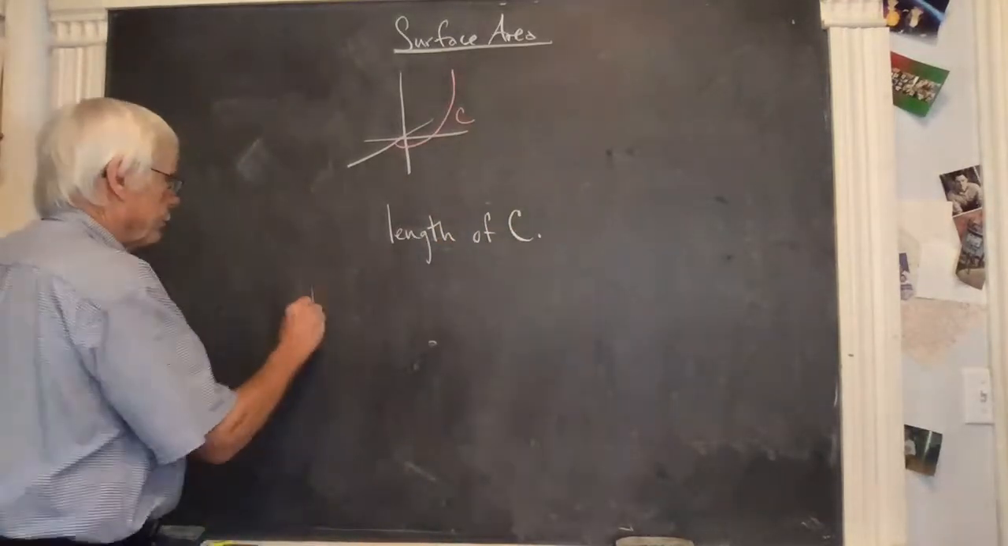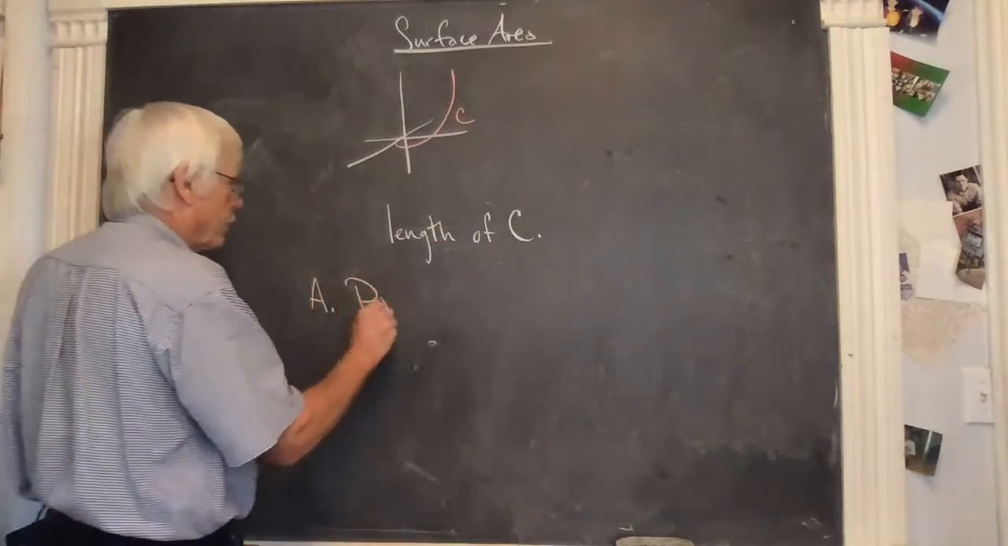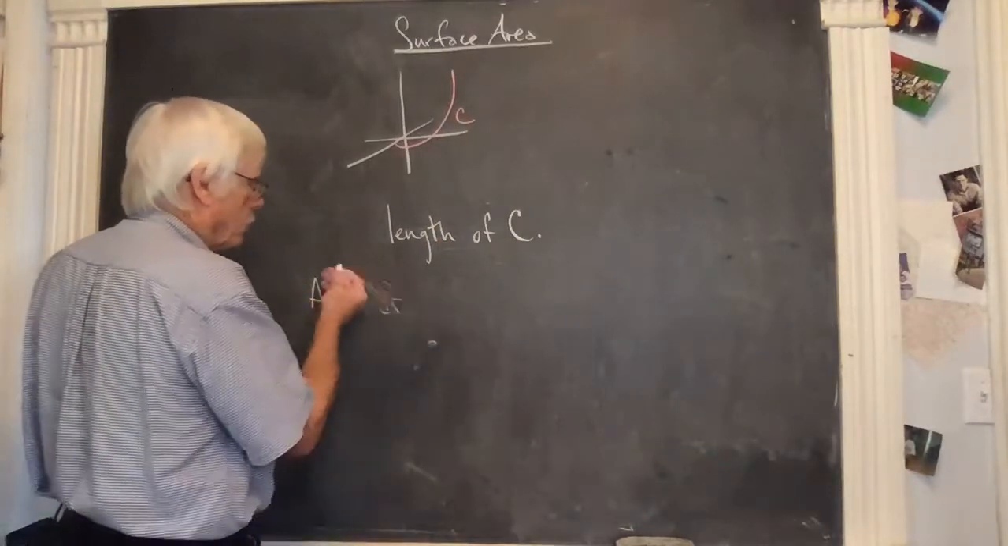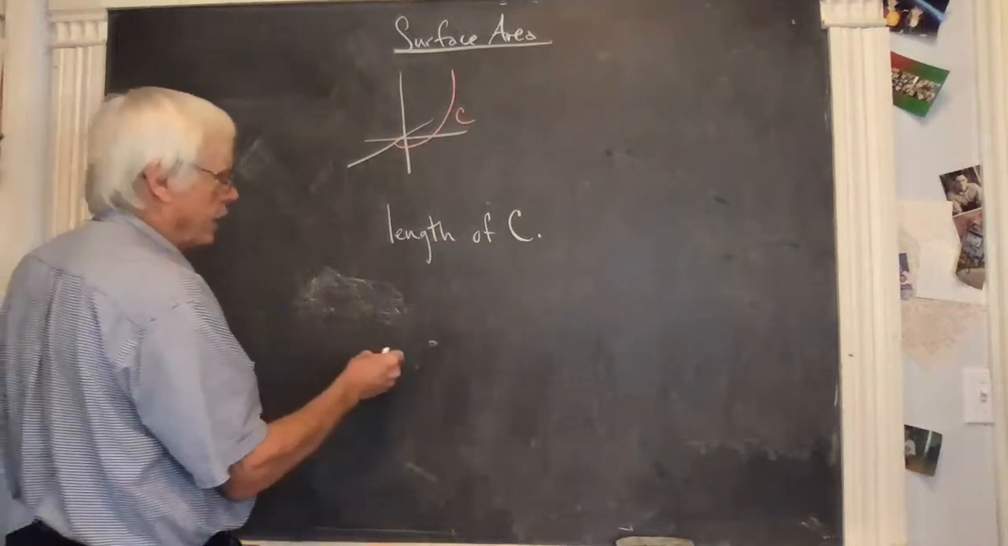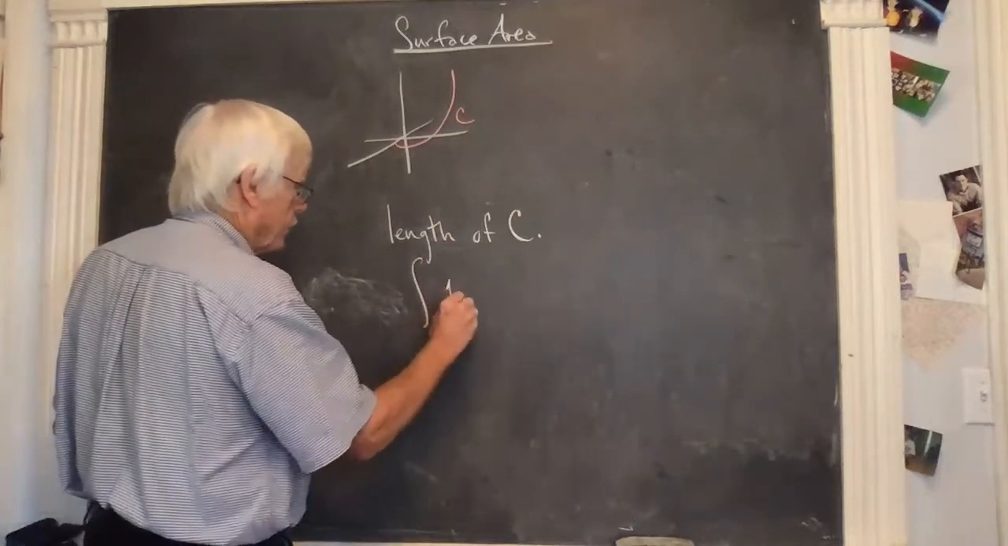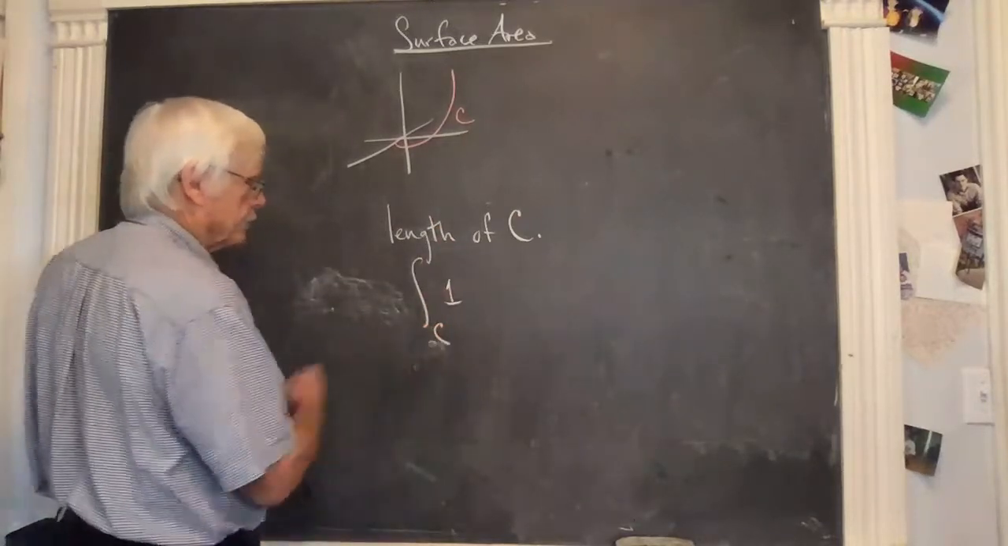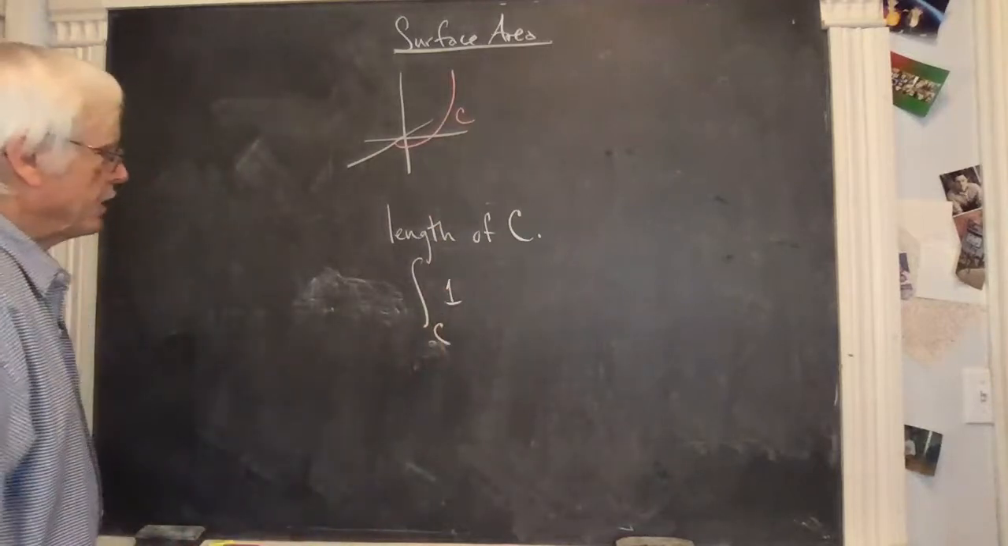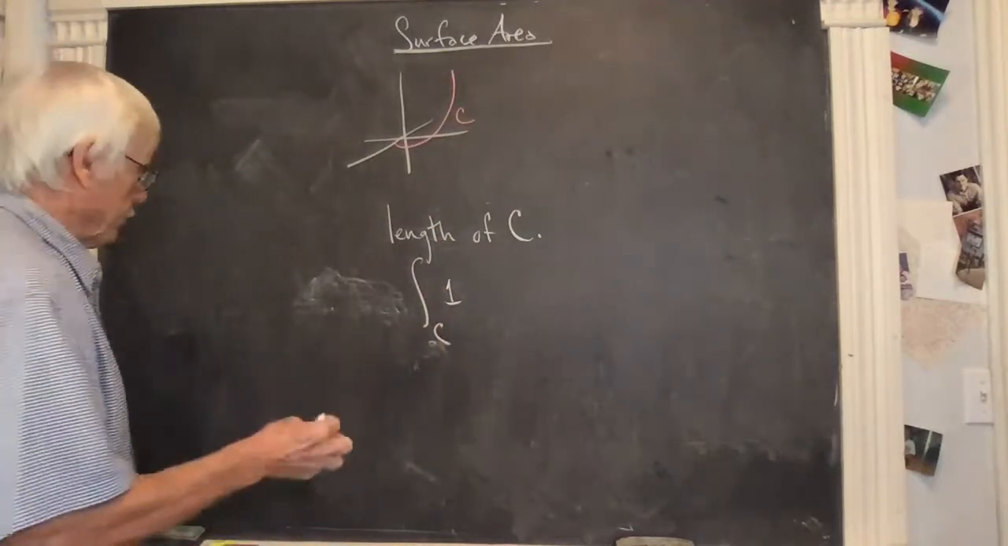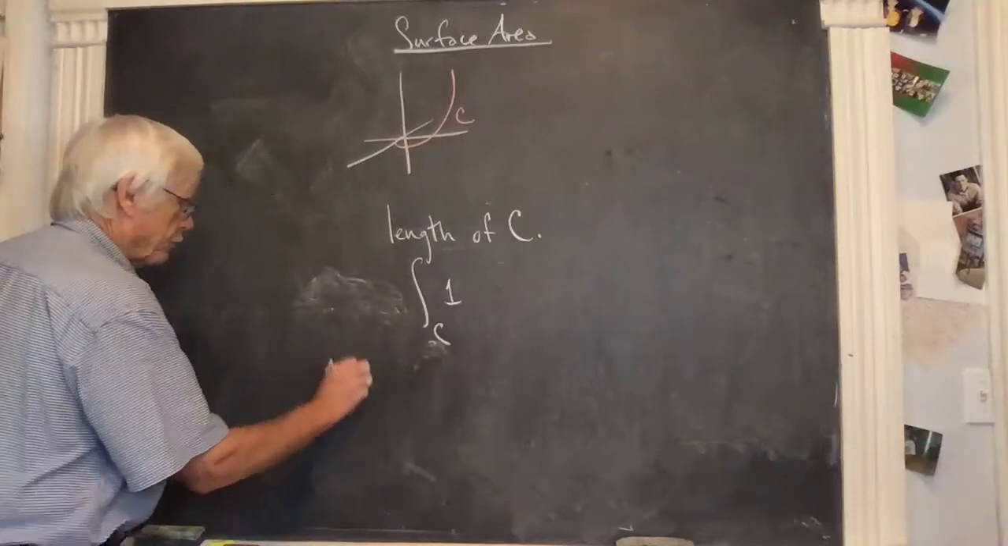Well, the first step is you parameterize C. Or maybe the first step is just to write down the answer. The answer is the integral over C of the one function. There is the answer. But how do you actually compute this? Now, the first step is parameterize.